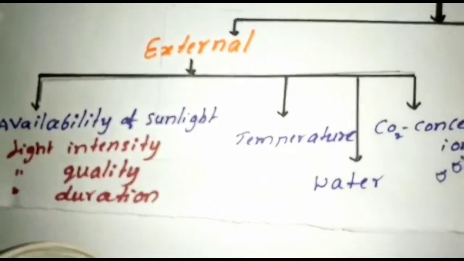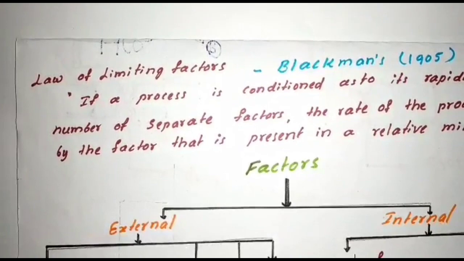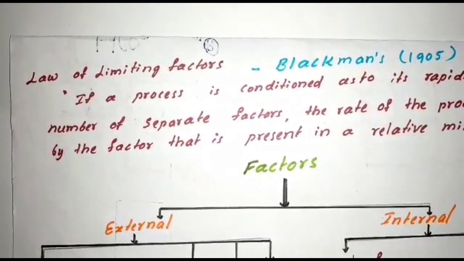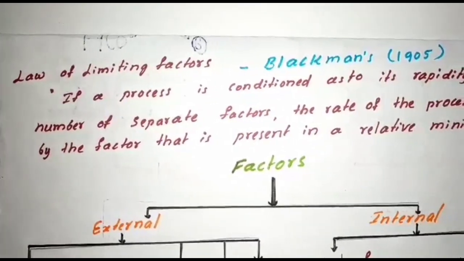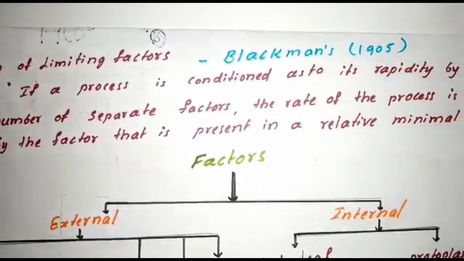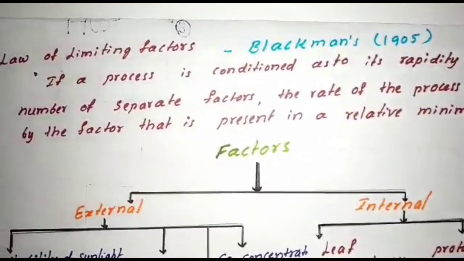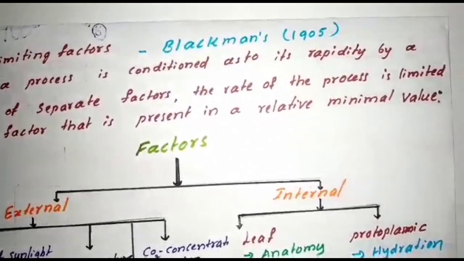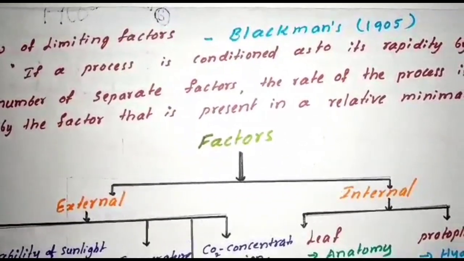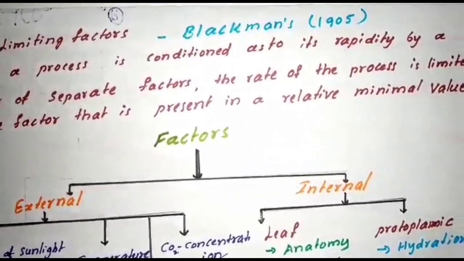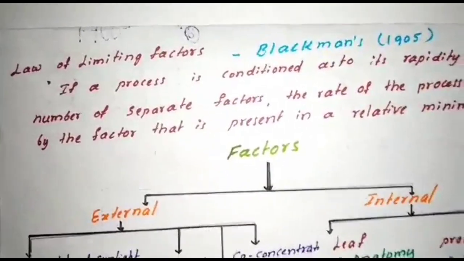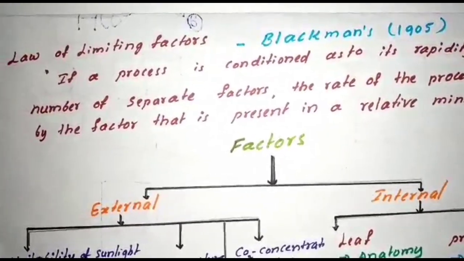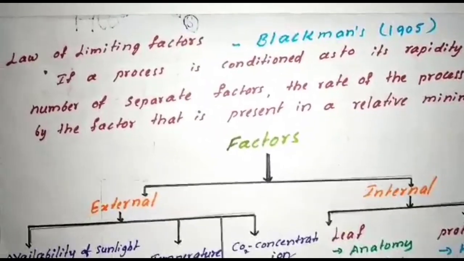Two types of factors are present. This is the law of limiting factors. The definition was given by Blackman. The definition is: if a process is conditioned as to its rapidity by a number of separate factors, the rate of the process is limited by the factor that is present in a relatively minimal value. Does that mean if a process is affected by more than two factors, some of the factors act as limiting factors? What does that mean?